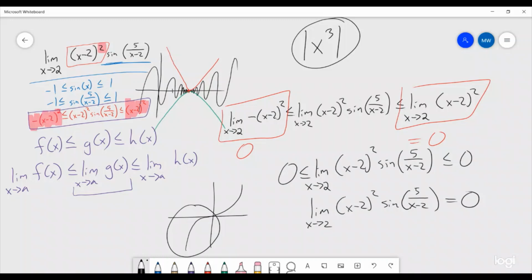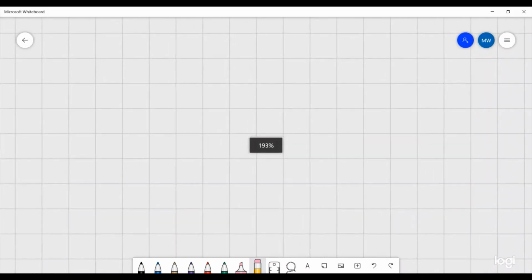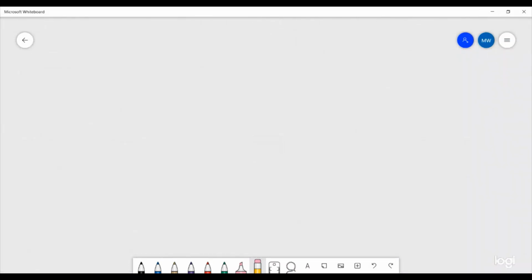Okay, let's do one last, or a couple more limits. So let's just go through a couple more limits and try and do these on your own. And then we will be able to move on to continuity. So, compute the following.